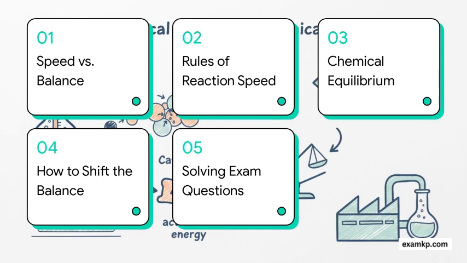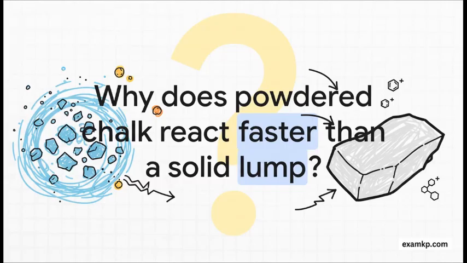Before we get into all the theory, let's start with a little puzzle. You've probably seen this in the lab, right? Powdered chalk fizzes up like crazy in acid, but a solid chunk just kind of sits there reacting slowly. Why? Just keep that question in the back of your mind because by the end of this, you will know the exact science behind it.